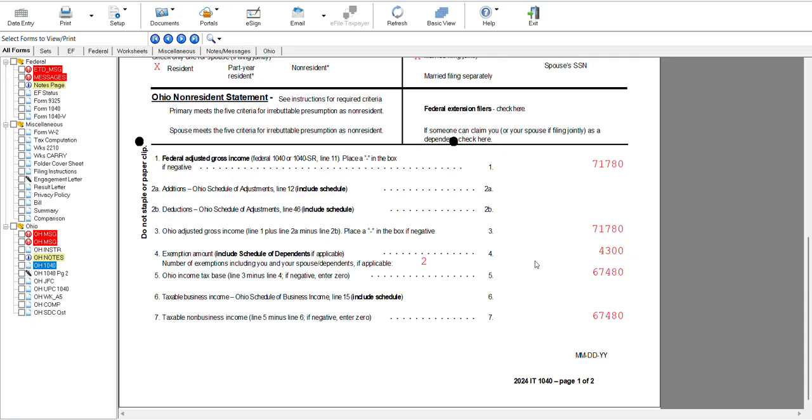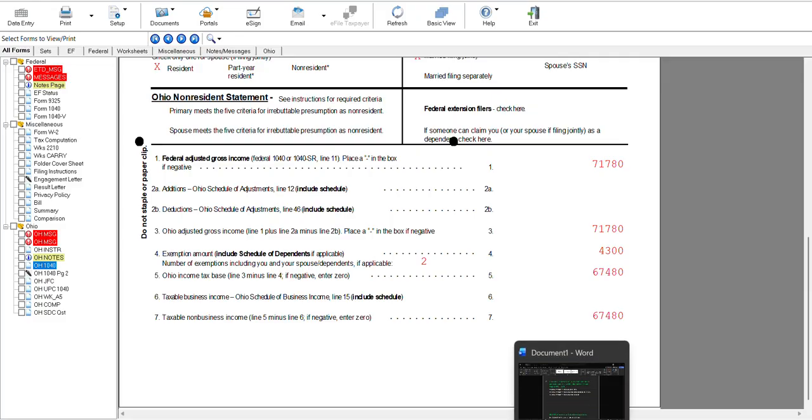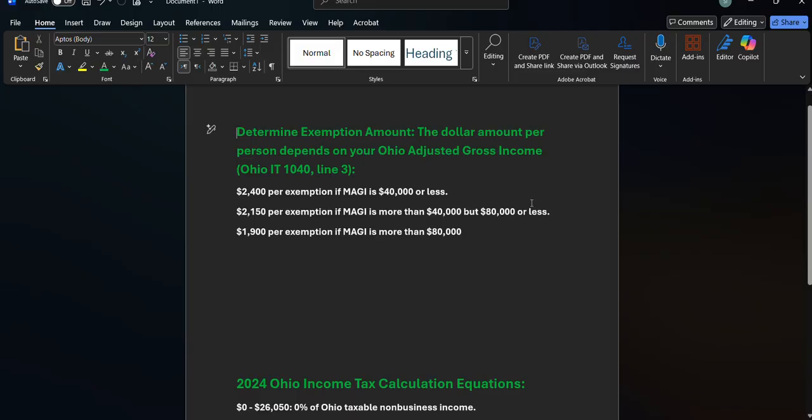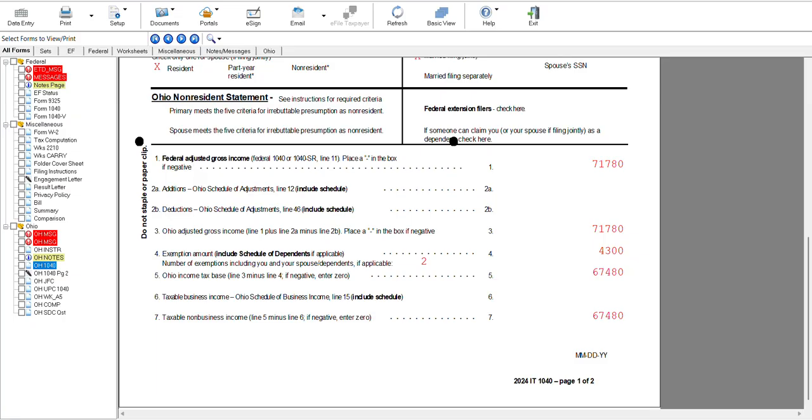So for this example, we use a couple with no dependents. They fall within the 40 and the 80 bracket, which is $2,150. It's right here. So they get exempted for $4,300. What's left is $67,480. This is how much will be taxable after the exemption.